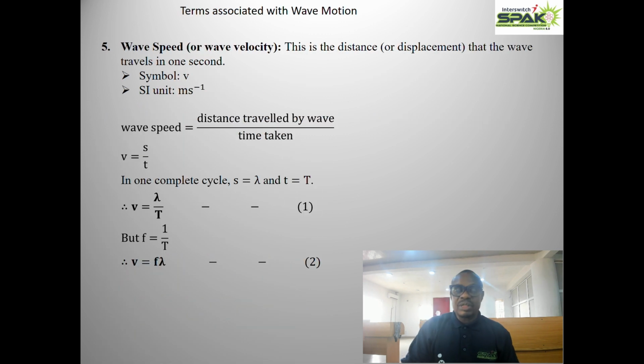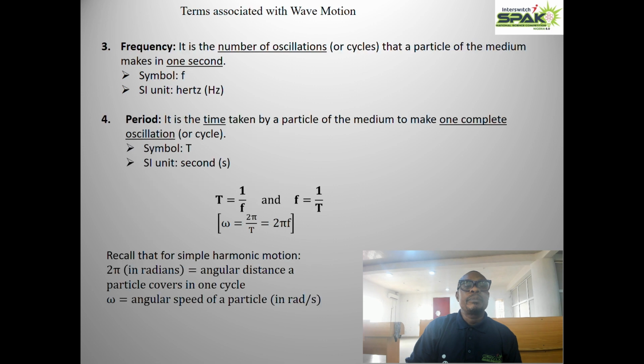Now, the next is number 3, frequency. What then is frequency? Frequency is the number of cycles. That cycles is also referred to as oscillation. It is also referred to as revolution. It can also be referred to as vibration. So when I say the number of cycles, I also mean the number of oscillations, the number of revolutions, the number of vibrations that a particle of the medium makes in 1 second.